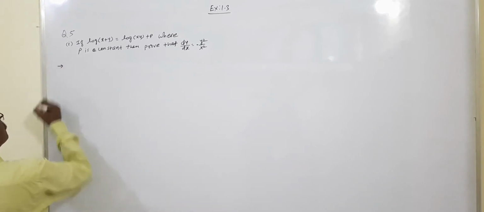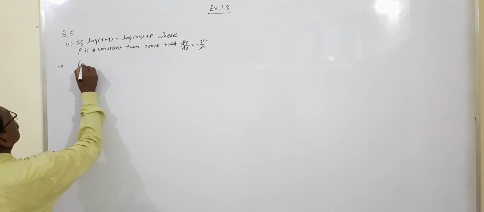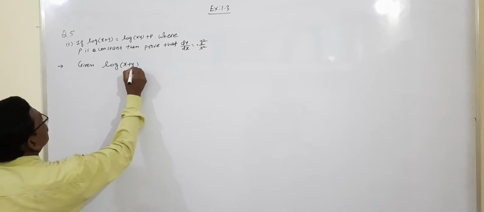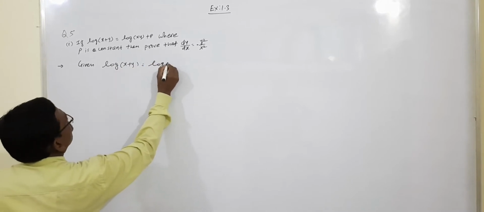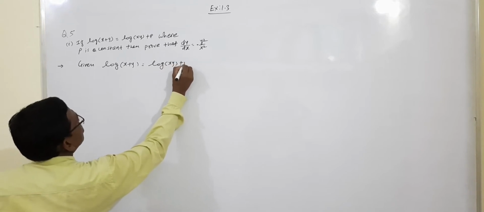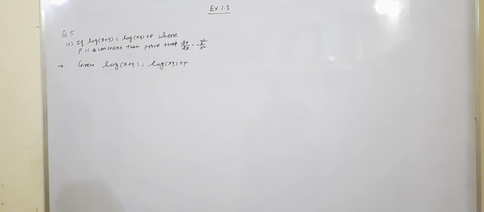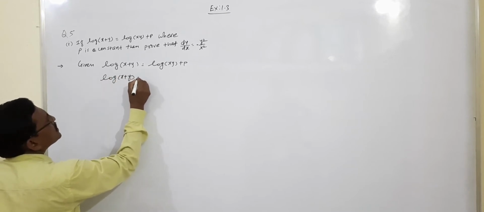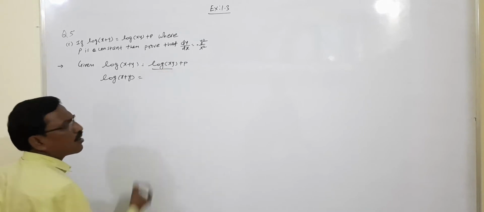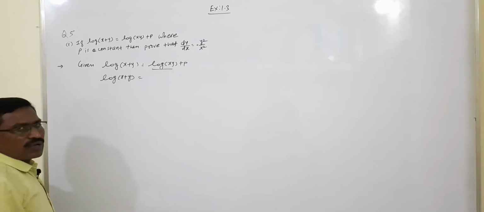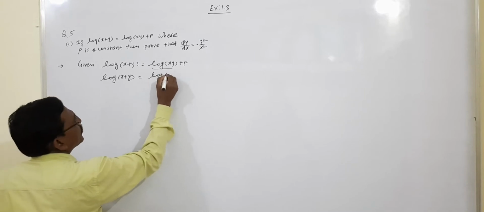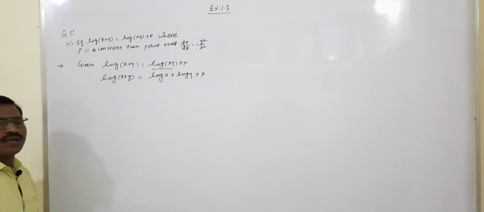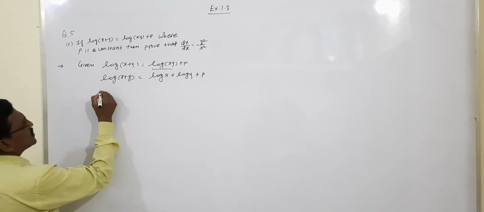Now we solve it. Given log of x plus y is equal to log of xy plus p. Then we use log of a into b is log of a plus log b, so it becomes log x plus log y plus constant p. Now we differentiate with respect to x.